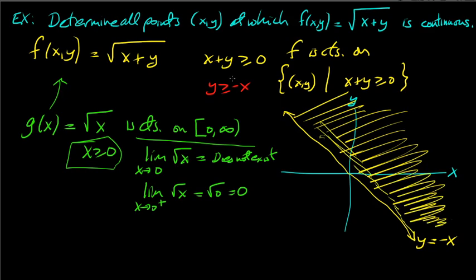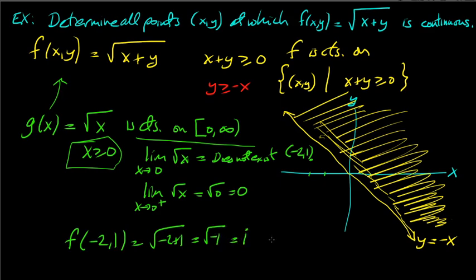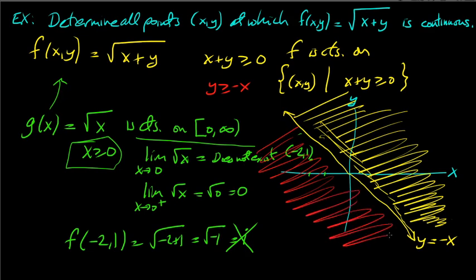So at all of those points, any point in that region, it'll be continuous. Any point not in that region, let's say we're at negative 2, 1, this will not be continuous. And in fact, you can try plugging in negative 2, 1 and see that you don't get a real number. You get imaginary numbers, and we just ignore those. So anything below the line here is essentially where you get your imaginary numbers.